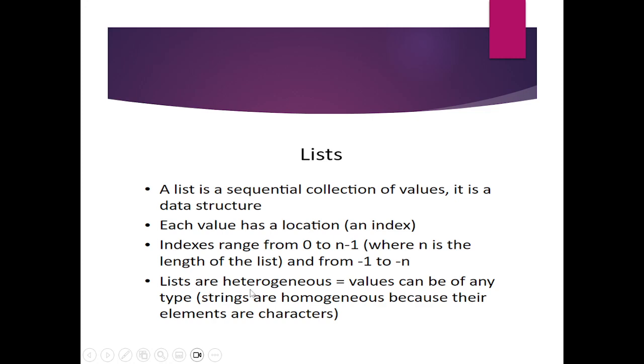Lists are heterogeneous. What do we mean by heterogeneous? Values can be of any type. Strings are homogeneous because their elements are characters.